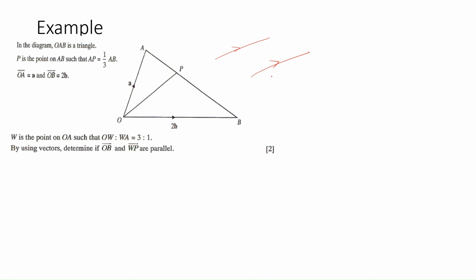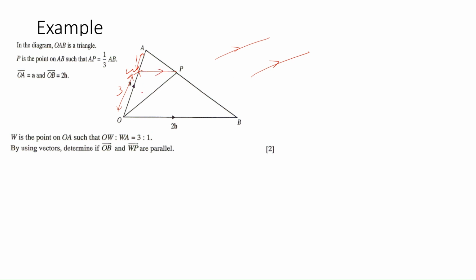W is a point on OA such that OW to WA is 3 is to 1. Where is OW? On OA, so let's say it's somewhere here. Here is 3, this is W, and here is 1. OW to WA is 3 is to 1. Using vectors, determine if OB equals a multiple of WP. We know OB, so we don't care about OB, but I want WP. WP is this line.